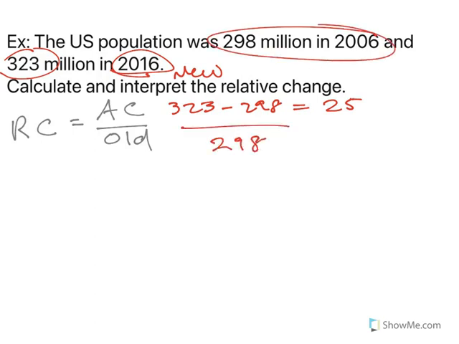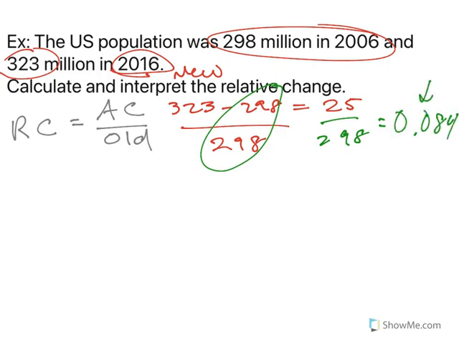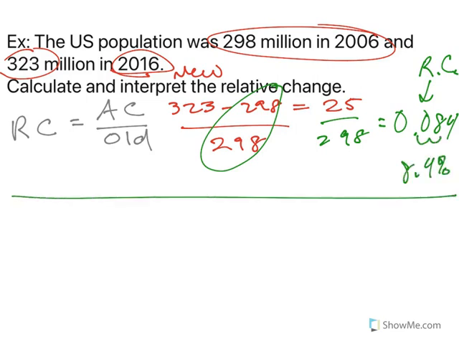Now, if you write it out like this, you'll notice that whatever is on the right in the numerator should be in the denominator because that's where the old values lie. So I have 25 divided by 298, and this gives me a roughly 0.084. So this technically is the relative change, but that doesn't really tell us anything. So we often talk about relative change as a percent change. So if we change this to a percent, it's 8.4%.